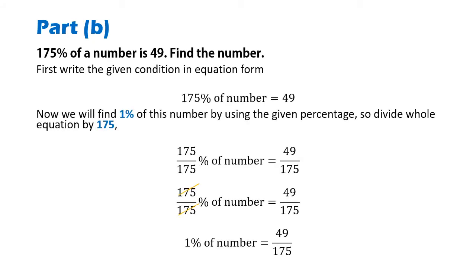Part B, 175% of a number is 49. Find the number. First write the given condition in equation form, that is, 175% of number equals 49. Then to find 1% of this number by using the given percentage, divide the whole equation by 175 as shown in steps. So we have 1% of this number equals 49 upon 175.